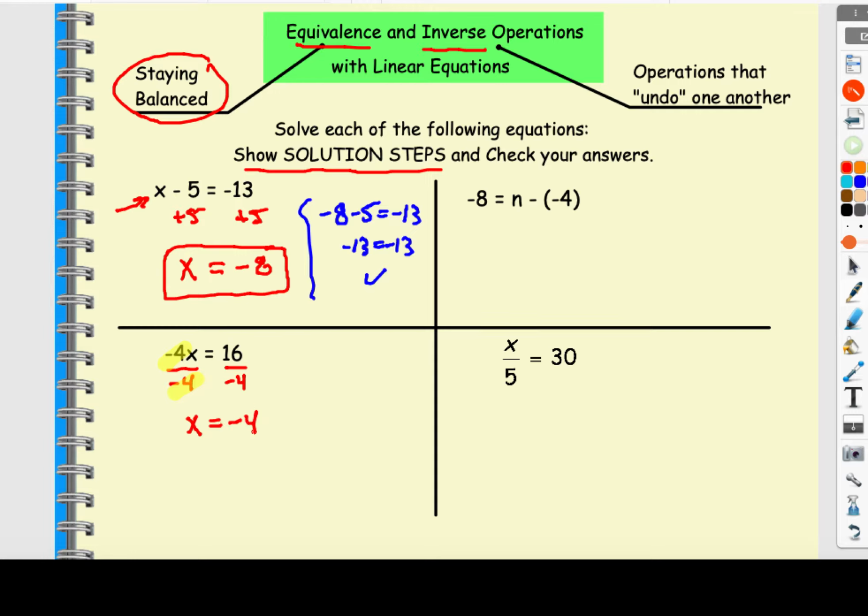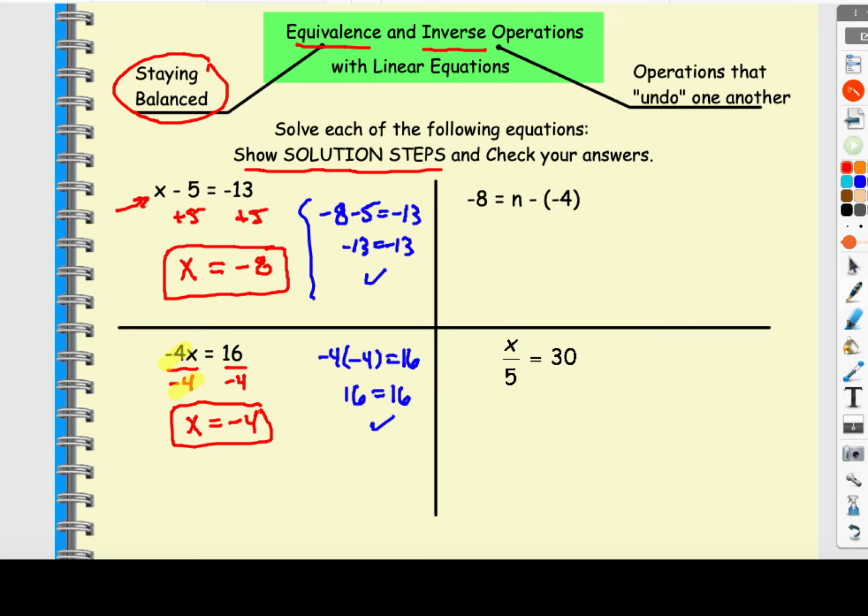I can double check that by going back to the original equation, negative 4 times x equals 16. I plug in my answer of negative 4. Negative 4 times negative 4 is 16. We already have 16 on the right, and our answer checks. So again, don't forget to box our answers.